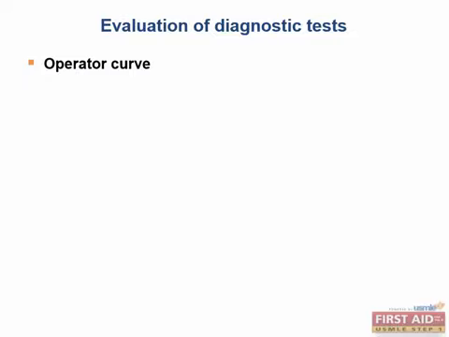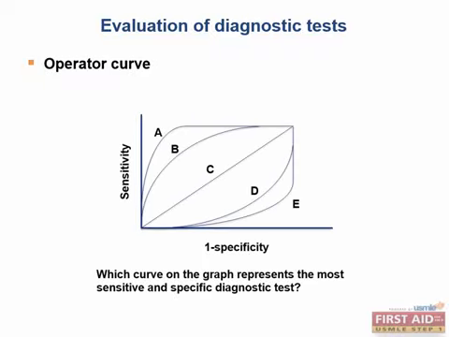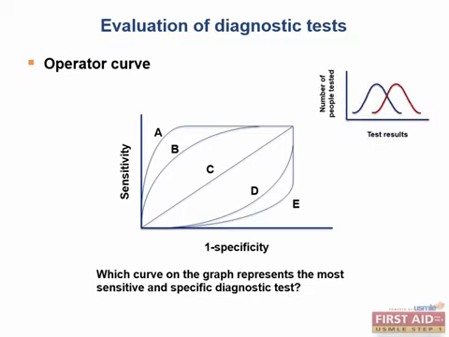One way the boards like to test this concept is by showing you an operator curve like this one. The y-axis will be sensitivity and the x-axis will be 1 minus specificity. Which curve on the graph represents the most sensitive and specific diagnostic test? That's right, the choice here is A. This test shows a sensitivity that rises quickly when specificity is close to 1. The test is able to distinguish well between disease and non-disease populations. This curve has no predictive value, and D and E are both distractors.